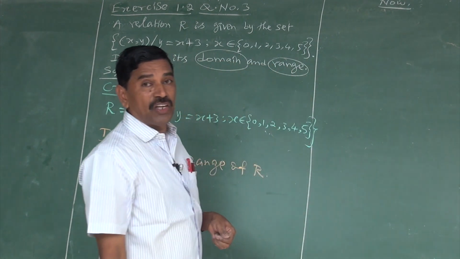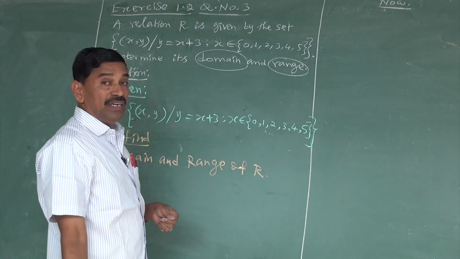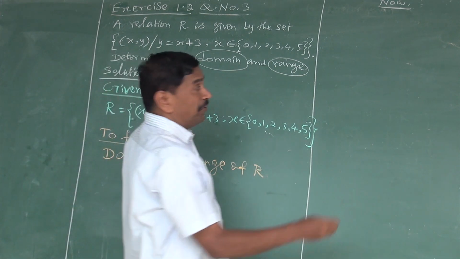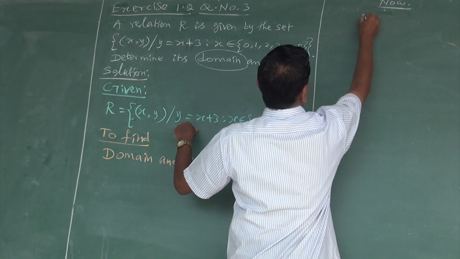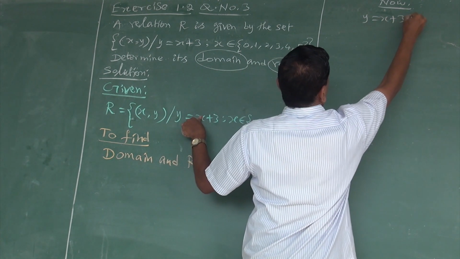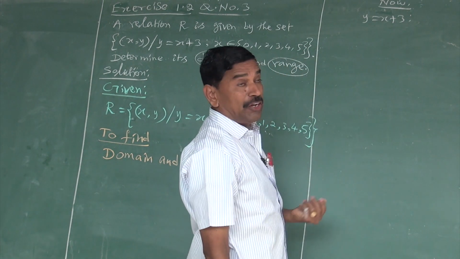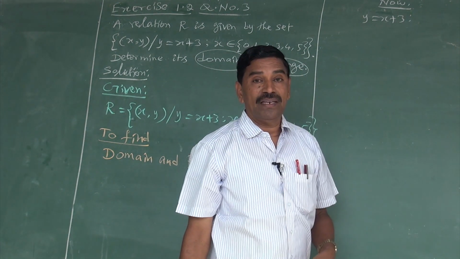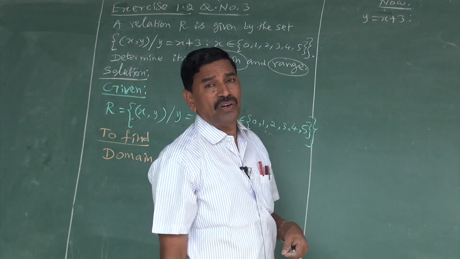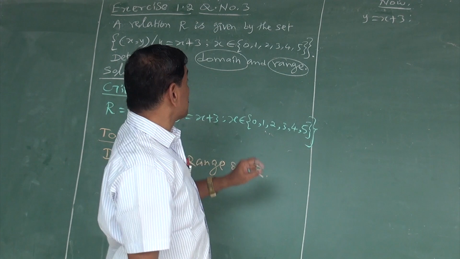Take your given condition. Can you tell me what is the given condition? Y is equal to x plus 3. Take your given condition in center: y is equal to x plus 3. Such that, can you tell me x can take the values from where to where? 0 to 5. Why 0 to 5? Very good, because of the condition.